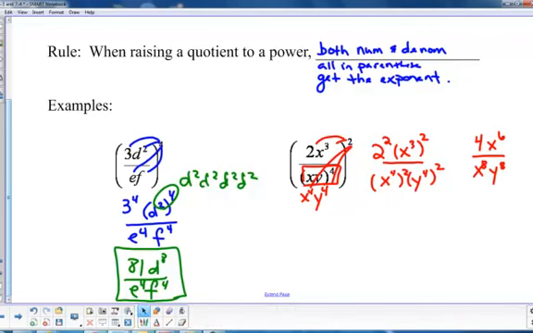Now we're not done because these x's need to simplify. There's 6 on top and 8 on the bottom. We can bring the 6 down and subtract it. So that's 4 over x to the 2, y to the 8.